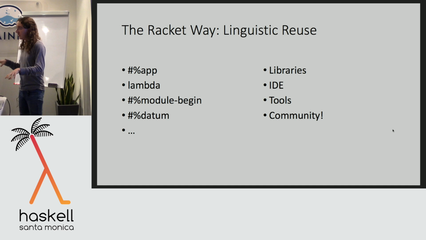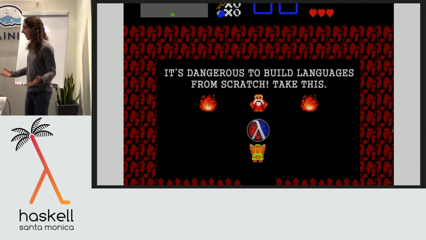So it's kind of two things. It's a language and a language platform, and that's a Scheme descendant. So Racket really focuses on linguistic reuse. And so basically the idea is if you are interested in building a language, rather than having to build out an entire compiler architecture, you can just start with something that already exists. And all these languages can talk to each other at a pretty high level, which is really nice.